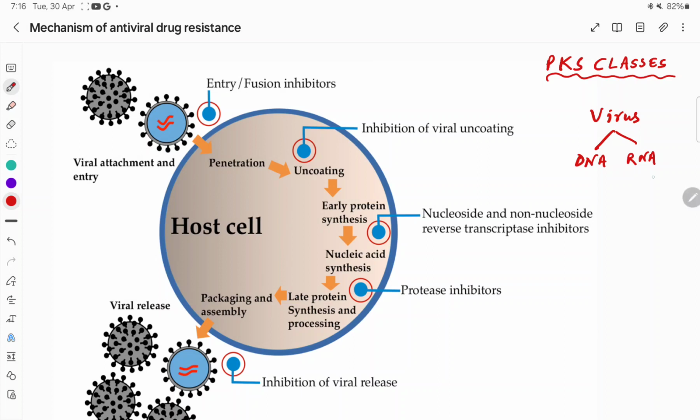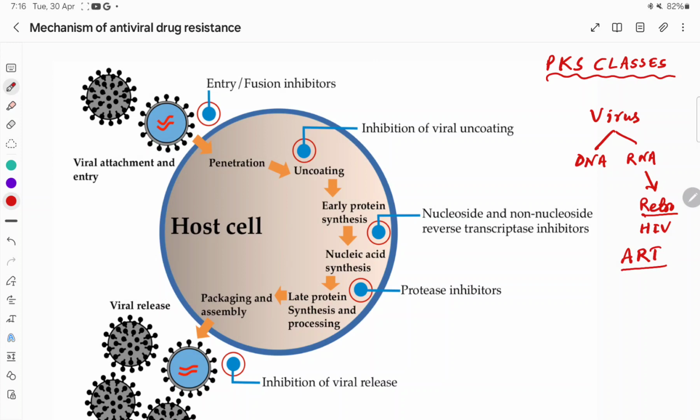And another type of RNA virus is retrovirus, where the virus has RNA which undergoes reverse transcription to DNA inside the host cell. For example, HIV, human immunodeficiency virus, is an example of retrovirus. So when we say resistance, mainly during ART, antiretroviral therapy, resistance occurs.